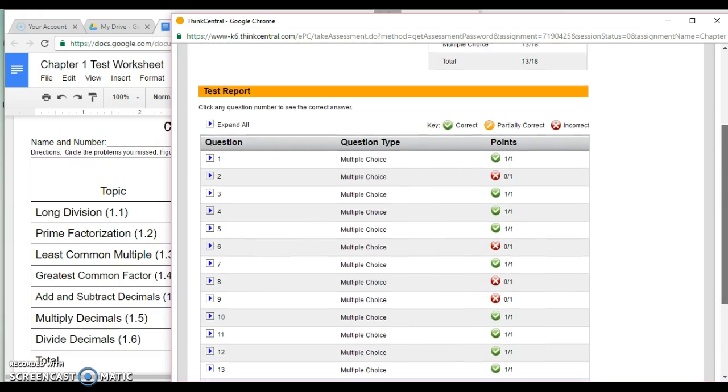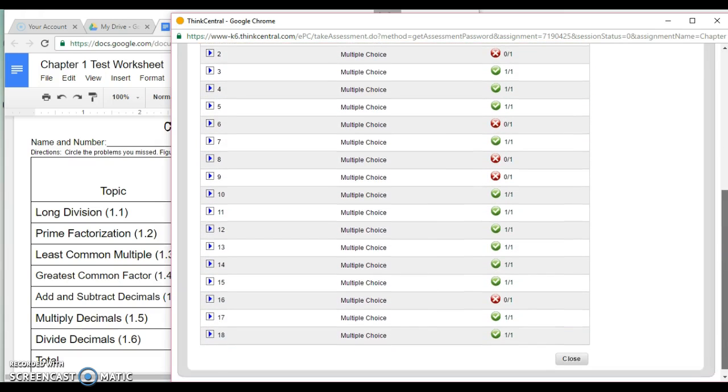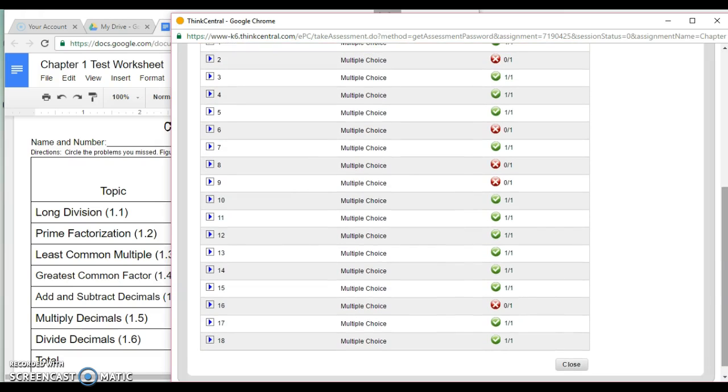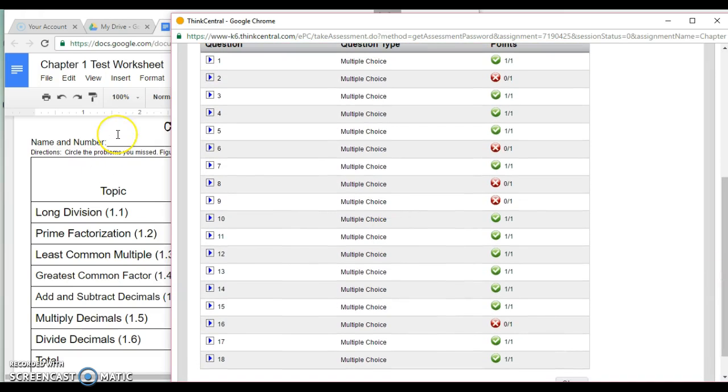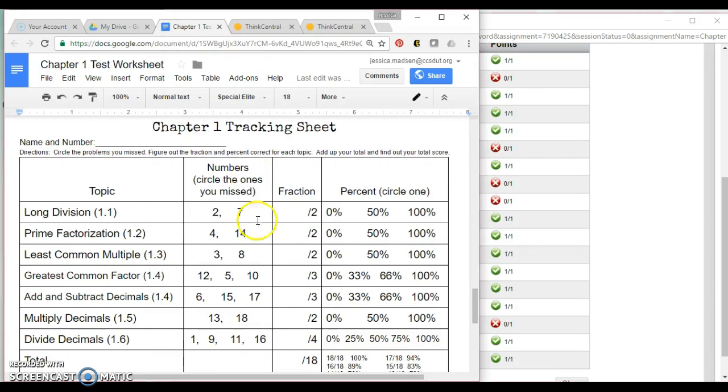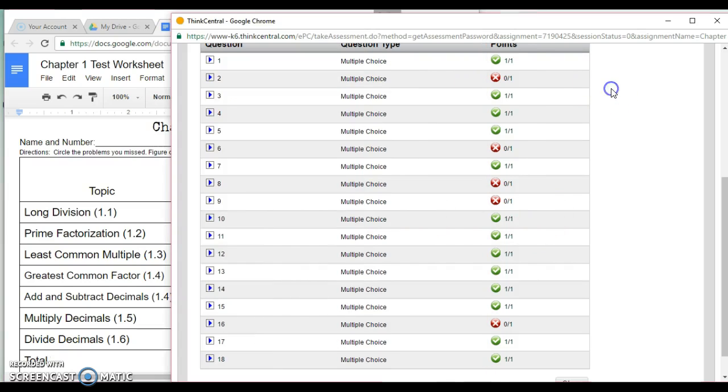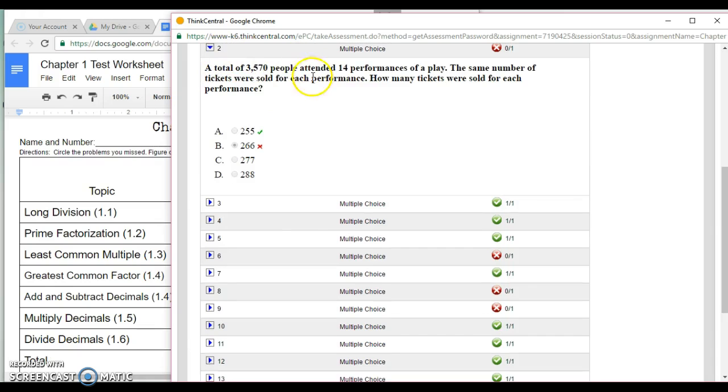So I did pretty awesome. I got 13 out of 18. I missed 5. Here's what you need to do. Mrs. Agnew, you'll also receive one of these tracking sheets. Now with these tracking sheets, you need to circle the numbers that you missed. So if I look, I missed number 2, and here's the thing that you can do. You can actually click on it and see if you can find your mistake. That's what I would like you to do, is look through these and see if you can find your mistake first of all.